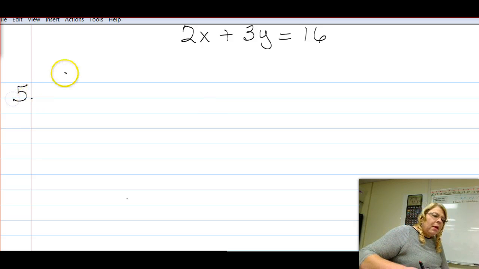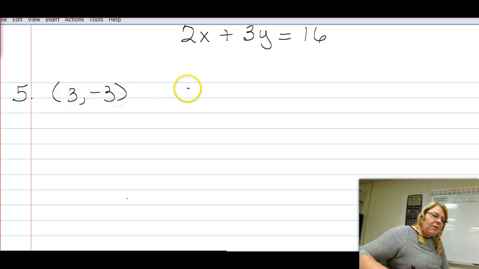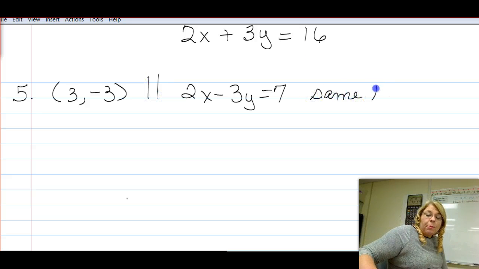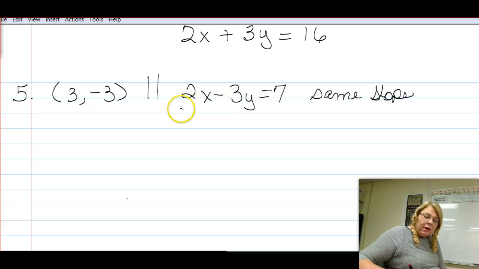Number 5. It says I have the point 3, -3, and I have the line 2x minus 3y equal 7, and they want the line parallel to the given line going through the given point. When I am asked for something parallel, I'm asked for the same slope. So let's go find the slope of the line we already know.